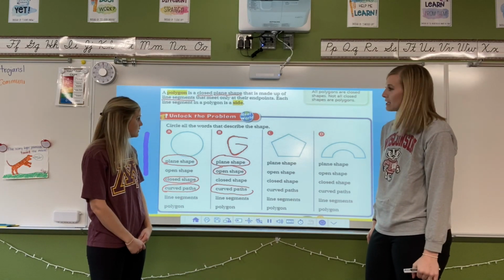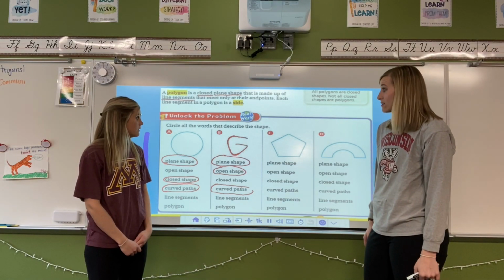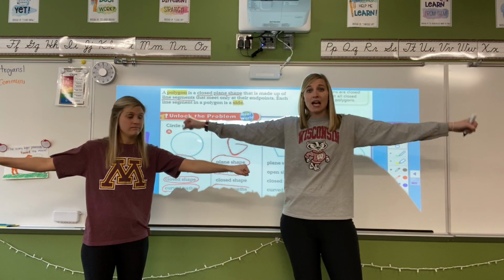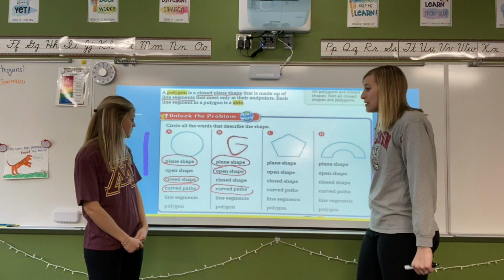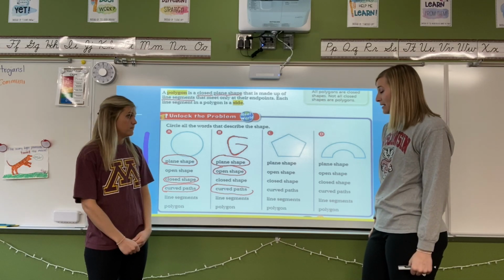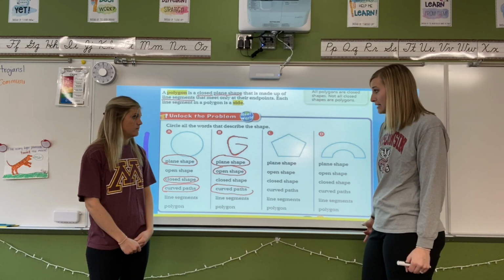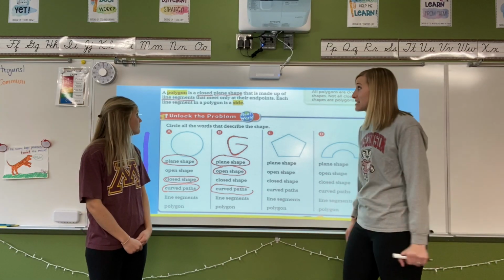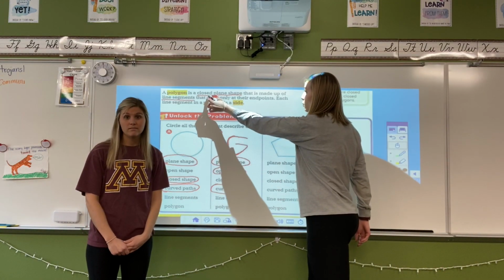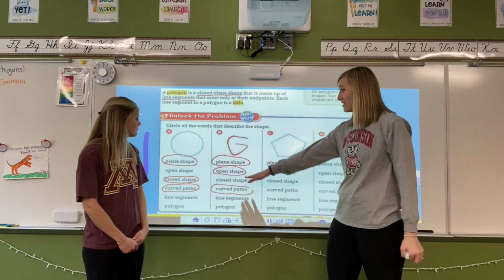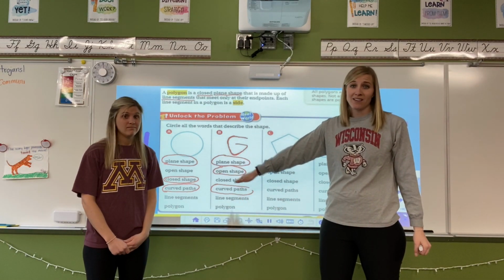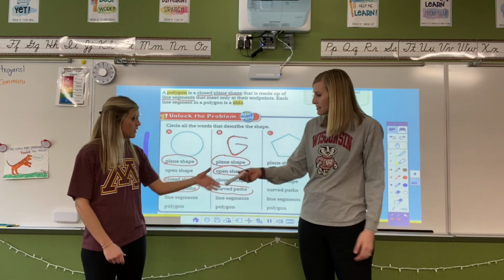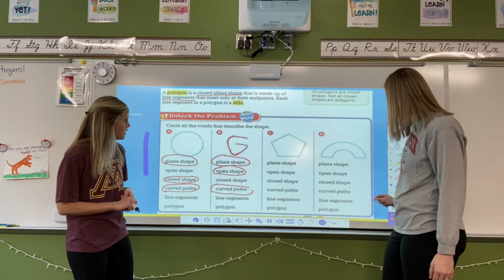Does it have line segments? I don't see any endpoints creating a straight line for a line segment. No. So it does not have line segments. Is it a polygon? Well, the first part of the definition says that it's a closed plane shape. This one's open, so it's not a polygon. Nice job. Thanks. All right, let's move on to the next one.